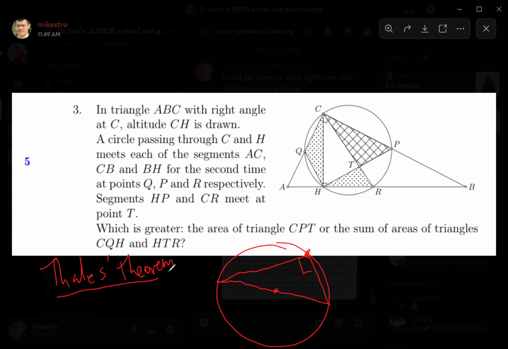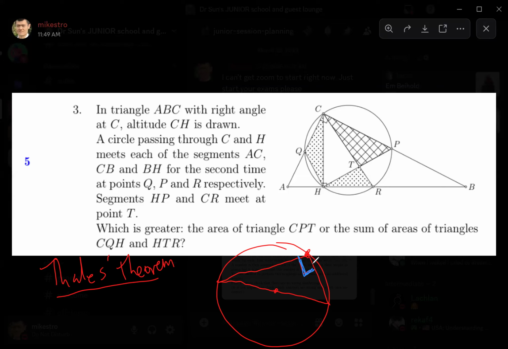Does anyone know how to prove this? My claim is this angle is 90 degrees. It's always 90 degrees, no matter what. Does anyone know how to prove this? Okay, let me show you a proof.